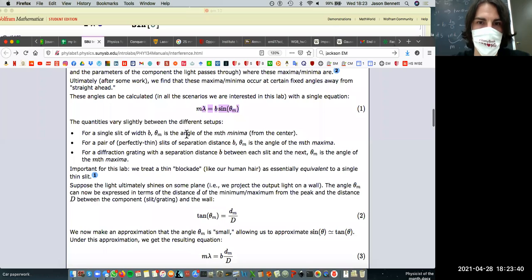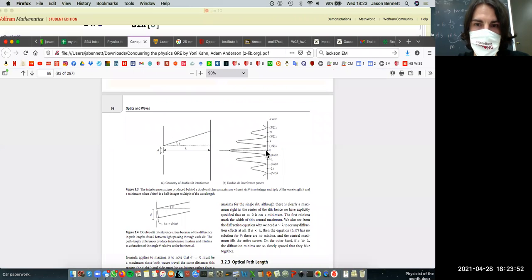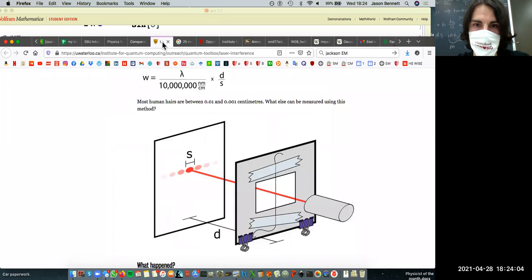So notably, one thing that you're going to use in this lab is that this equation for the single slit occurs for the minima. So for instance, with this picture, the distances that you're going to measure are these things. So you're going to measure from 0 to this gap, and this gap. So it's always the minima.